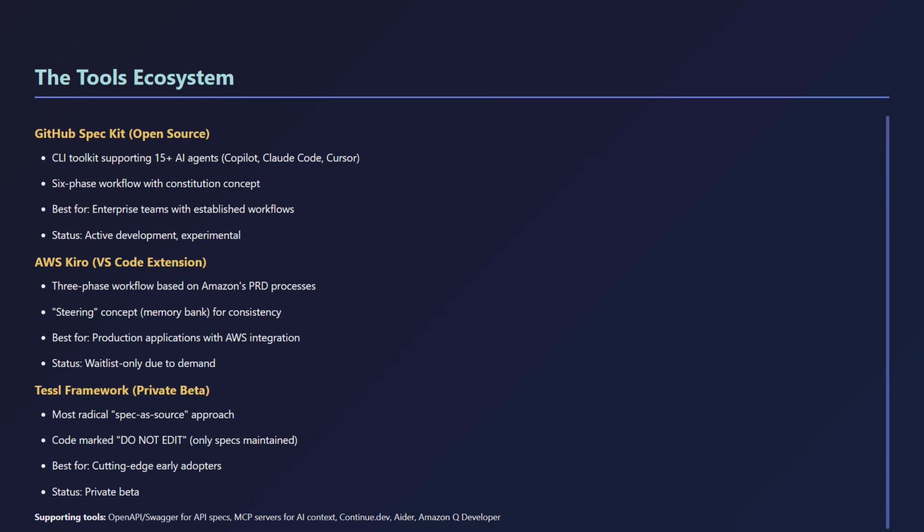AWS Kiro is a VS Code extension with a 3-phase workflow based on Amazon's internal PRD process. It features a steering concept, essentially a memory bank for consistency, and agent hooks for automated quality enforcement. Currently waitlist only due to high demand. Best for production applications with AWS integration needs.